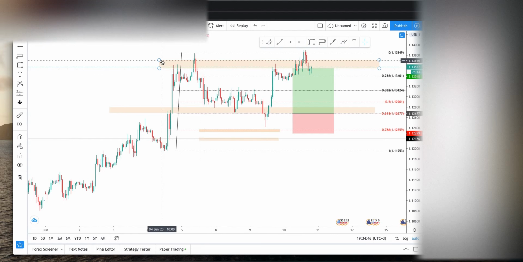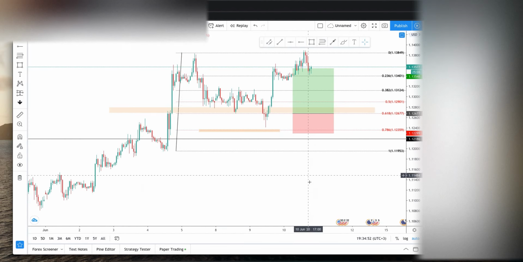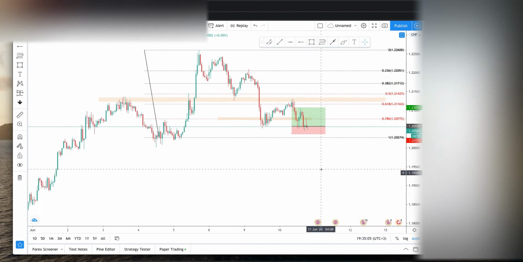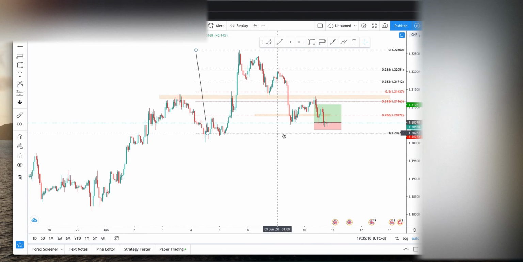So just a break of horizontal structures and a retest. Simple as that, guys. No rocket science, no 20,000 indicators on your chart, just Fibonacci. You don't even need Fibonacci. Fibonacci is just extra confirmation. That's it. Nothing really extraordinary. Okay, so I took this trade as well. Okay, same thing, guys.